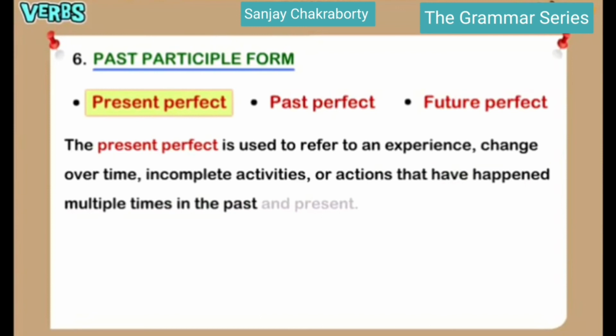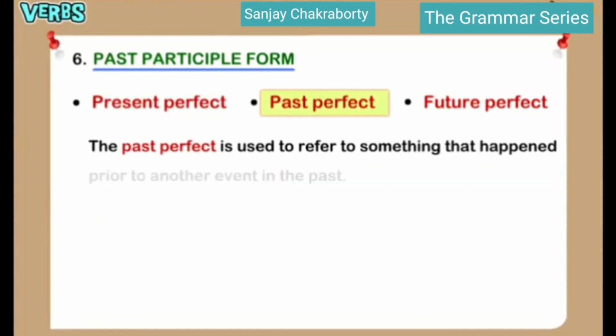Moving on to past participle forms, see present perfect, past perfect and future perfect. I've already told you what is present perfect. It is that tense which is used to refer to experience, change over time, incomplete activities or actions that have happened multiple times in the past as well as present.